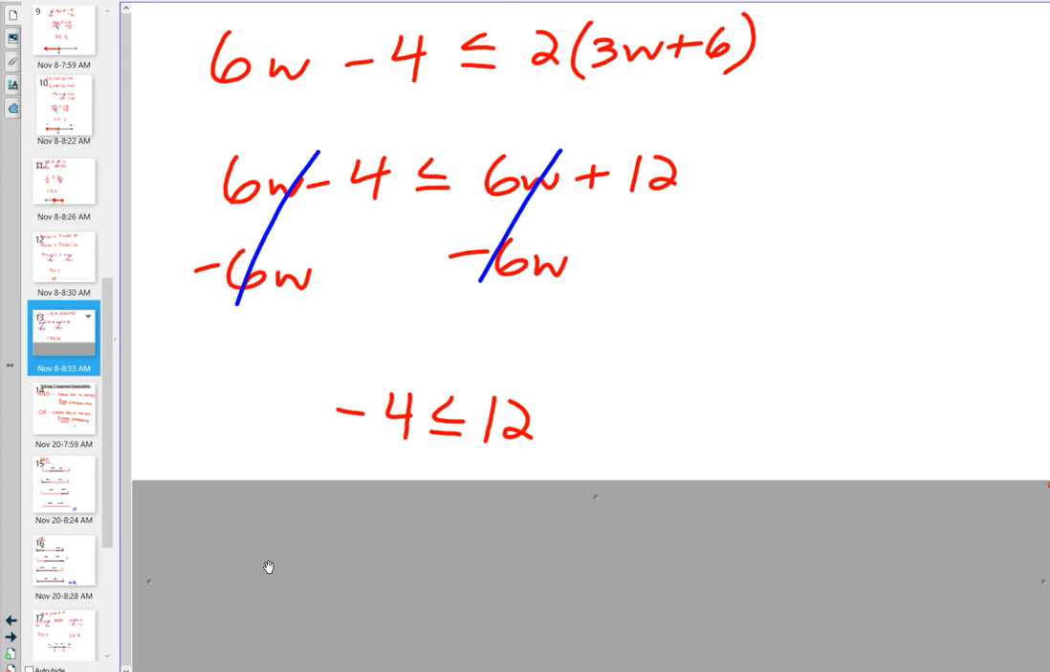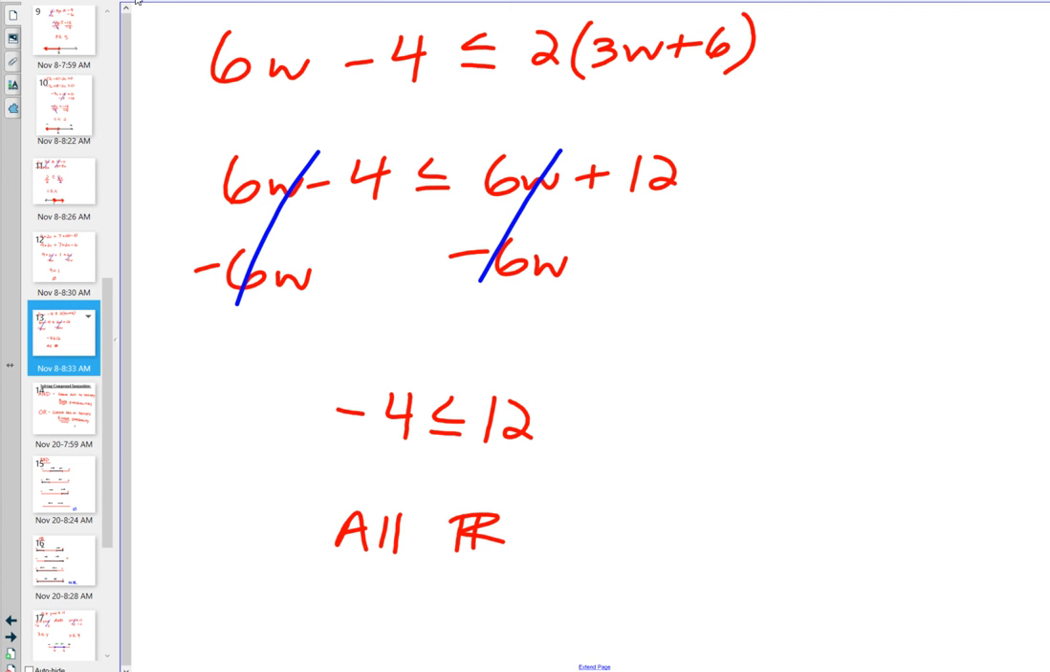So because I was left with a true statement, that means here that this has infinite solutions or all real numbers. Now this one could be graphed. It's just kind of pointless because if you were to graph this, what would this look like on a graph? If I were to shade all real numbers, you shade the entire number line. Yeah, that's fine.